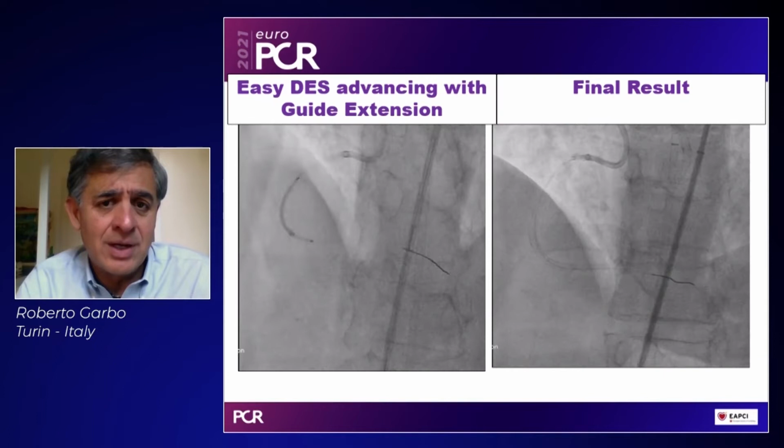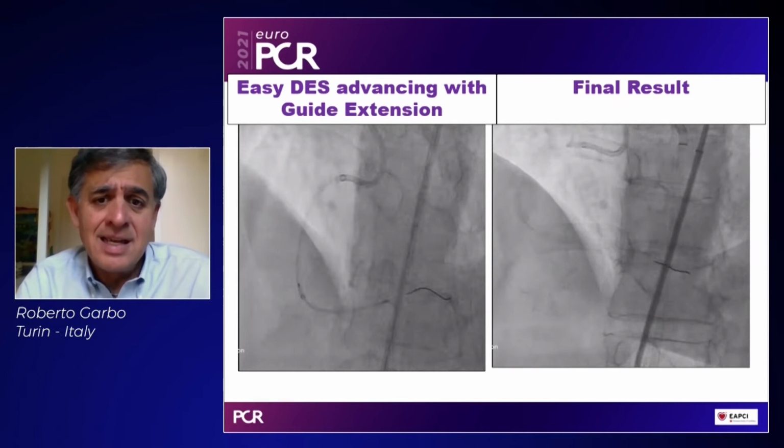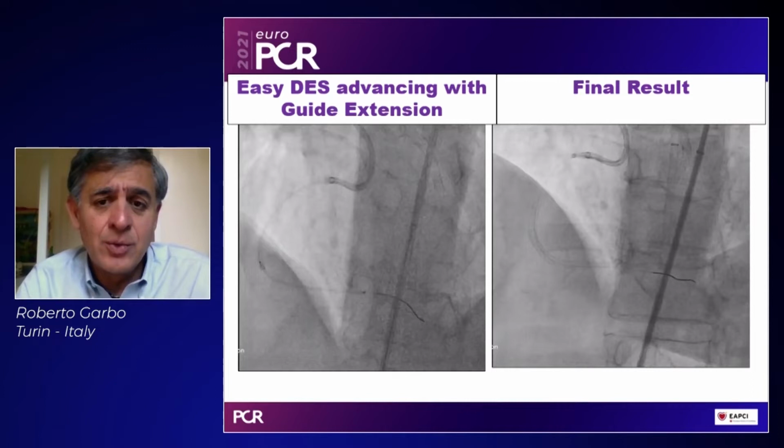Then after that, I was able to advance an easy drug eluting stent, and this is a very good final result that you can see. The right was not so small, but was really diffusely diseased.